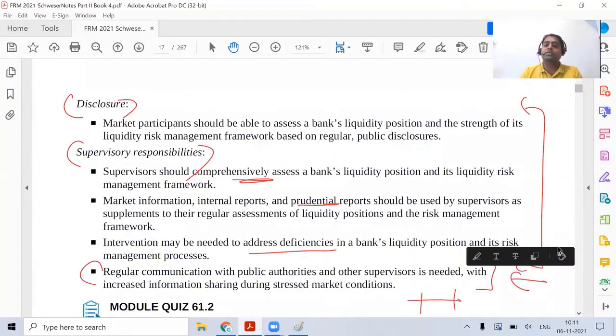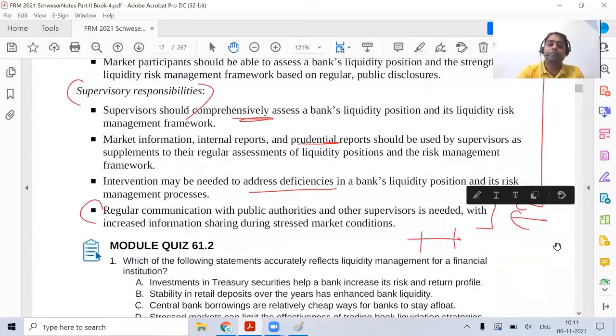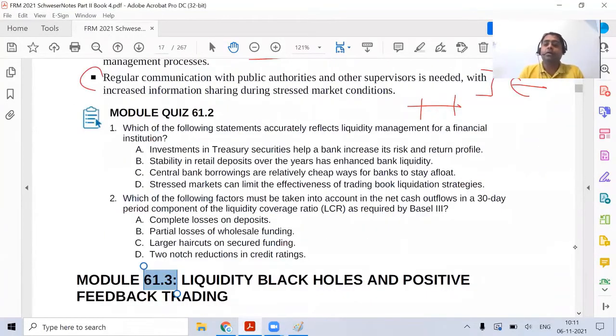Let us go towards the next part, which is question 61.2. Which of the following statements accurately reflects liquidity management for a financial institution? A: An investment in treasury security helps a bank increase its risk and return profile. Does investment in treasury help you to improve your risk and return profile?